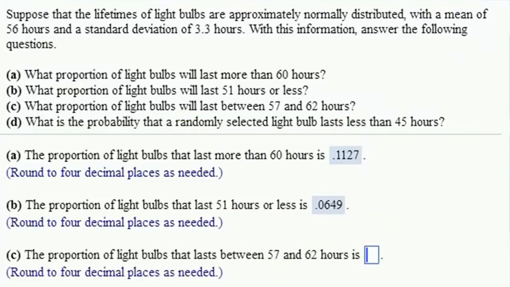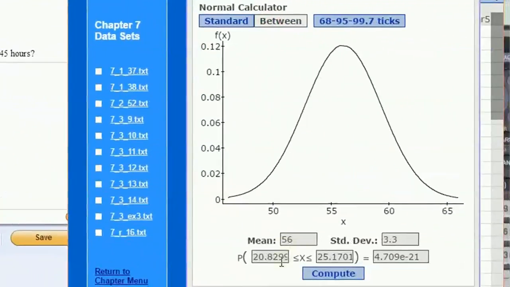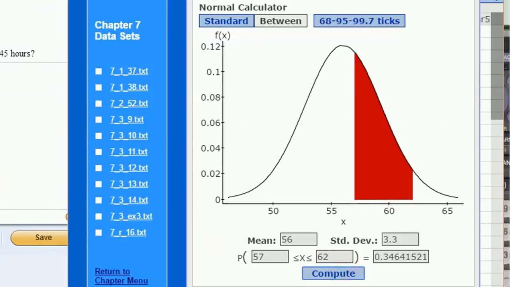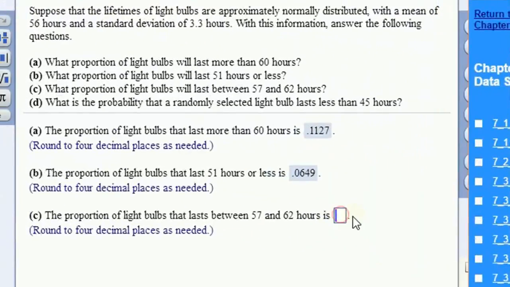Proportion between 57 and 62: use your between calculator, put in the first value 57, the second value 62, click compute. That's nice, 34.64%, but I'm putting it as a decimal, 0.3464.